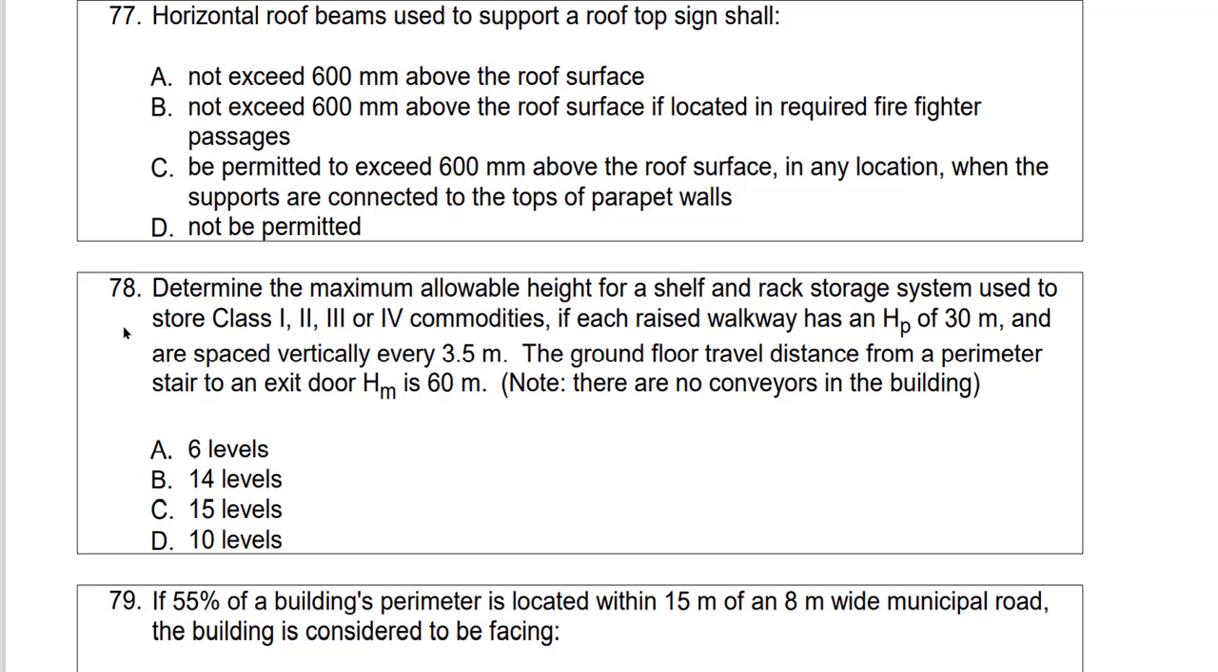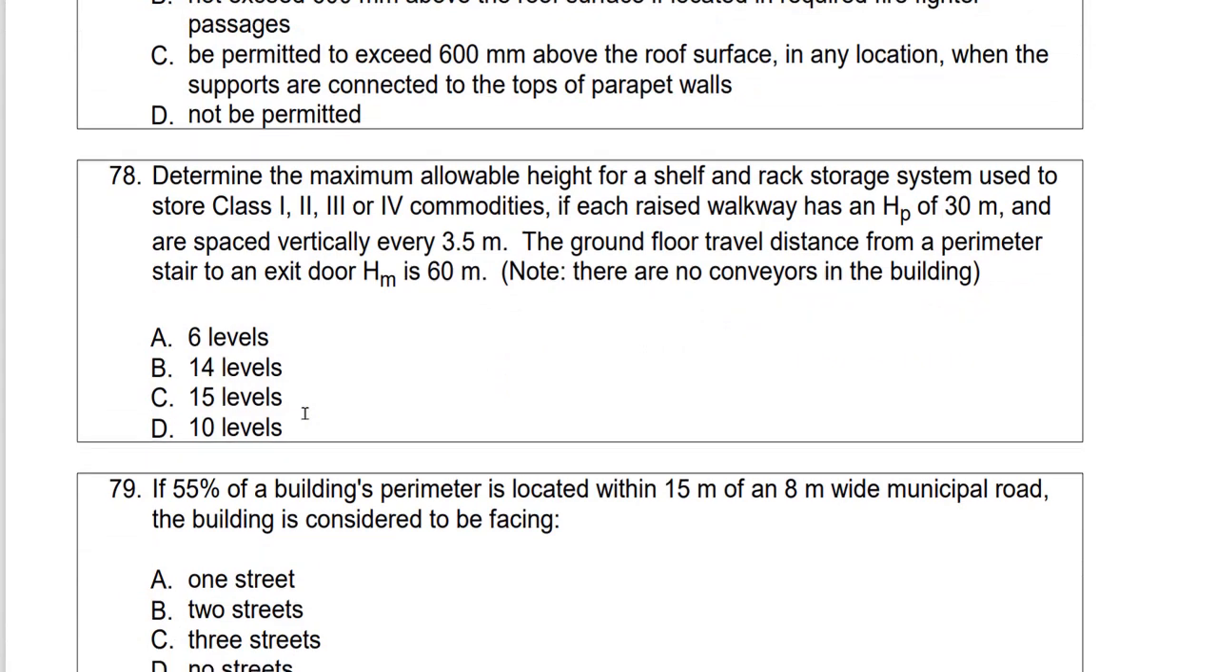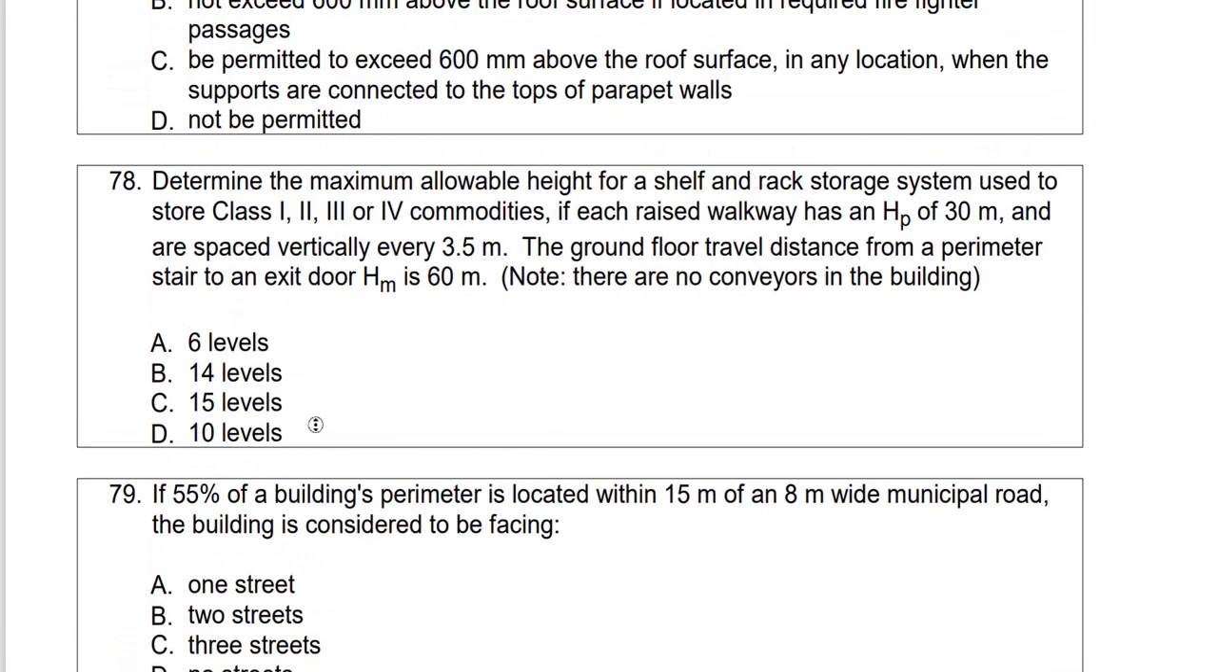78. Determine the maximum allowable height of a shelf and rack storage system used as storage class I, 2I, 3I, and 4 commodities. You can read through the whole question. The answer for this question is 6. Level 6. 6 levels, sorry. Now let's move on to 79 and we will stop the video from here.